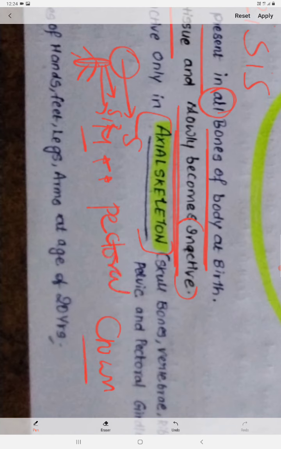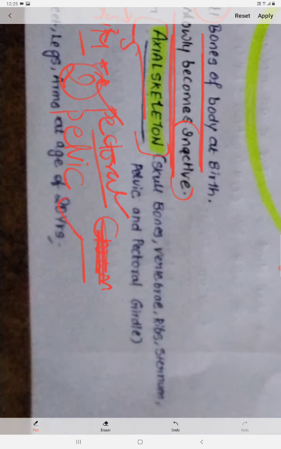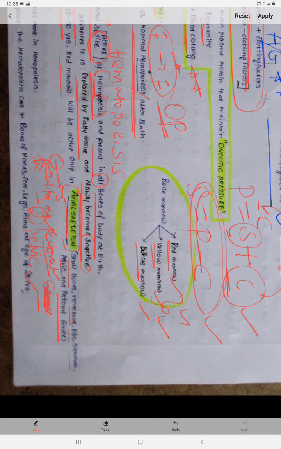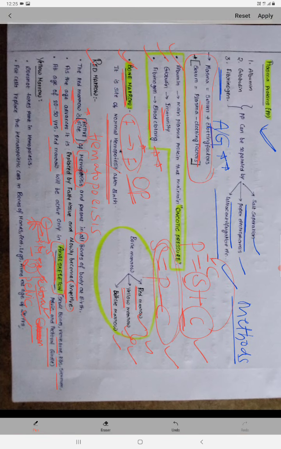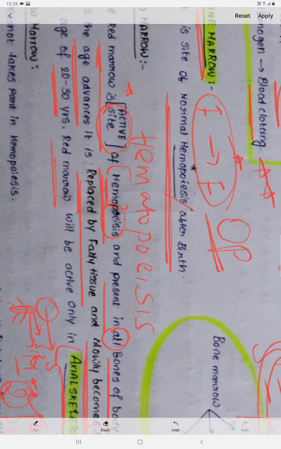So we have two girdles: one is the pectoral girdle, another one is the pelvic girdle. So all this constitutes the axial skeleton: skull bones, vertebrae, ribs, sternum, and the pelvic and pectoral girdles. You remember this. The red marrow is very important, and the red marrow is the active site. This is the important point.